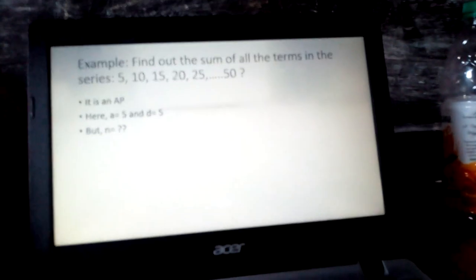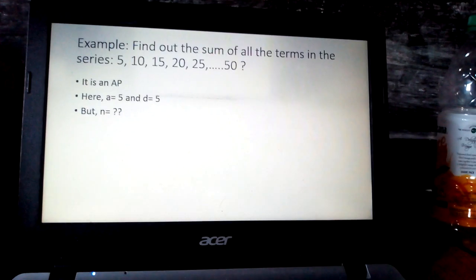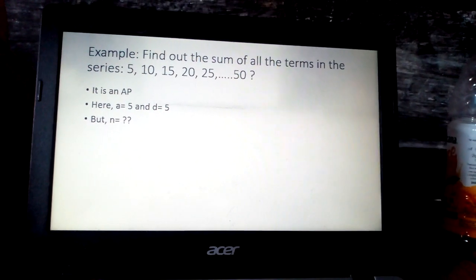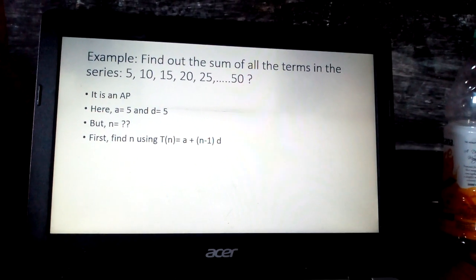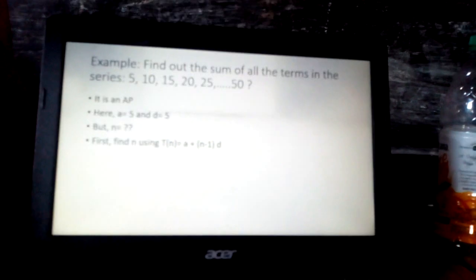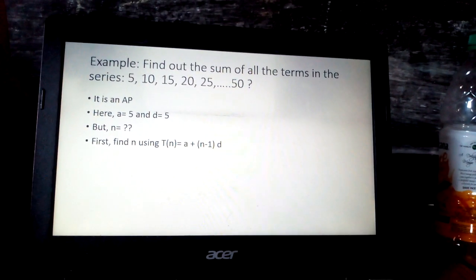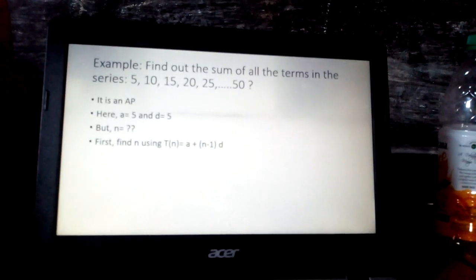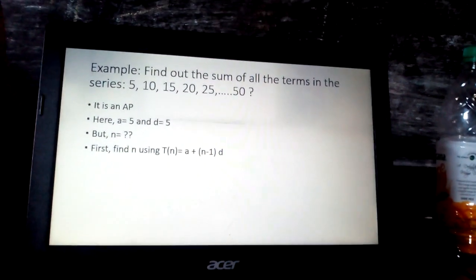So how are we going to do this? Let us try and do this. What you have to basically do here is, first of all, find out which term is actually 50. Find n using Tn = a + (n - 1)d. Here you know what a is, here you know what d is. You also know that 50 is some particular term, but you don't know the value of n. Which term is 50? You can use this formula to find out whether it is the 10th term or the 12th term or the 15th term. Which term actually is equal to 50?